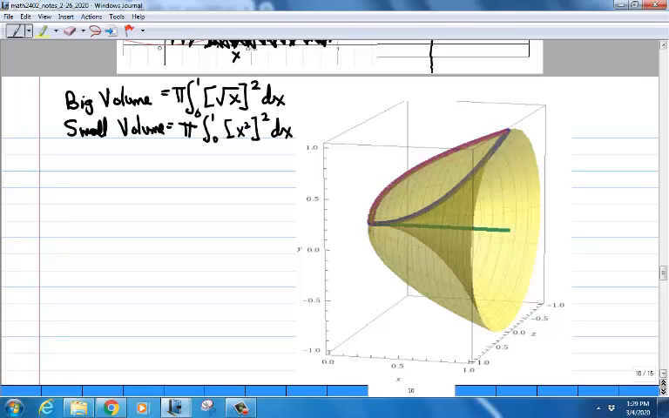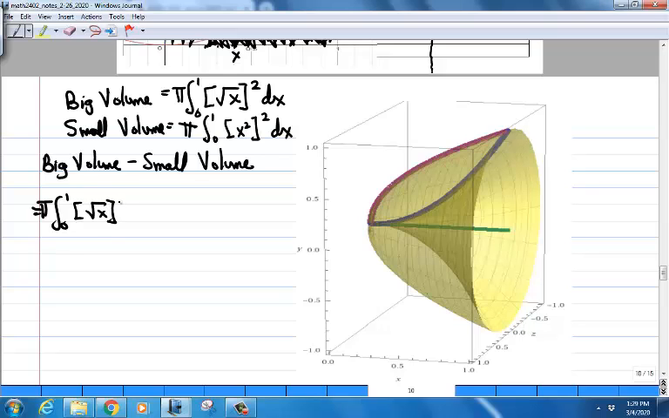When you subtract off the smaller volume, it looks like we have to do two calculations here, but let's see how this looks when we write it down. So I'm going to take big volume minus small volume, just as we said, and that's going to be this integral: pi integral 0 to 1 of square root of x squared, minus pi integral 0 to 1 of x squared squared. Oops, I got to put a dx here. Don't want to forget that.